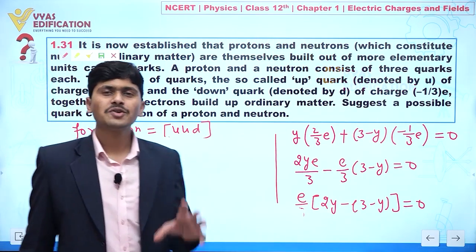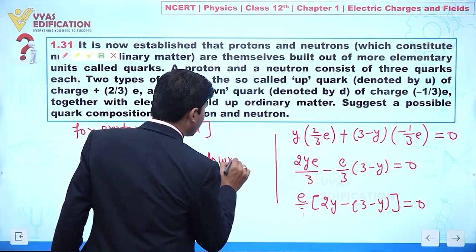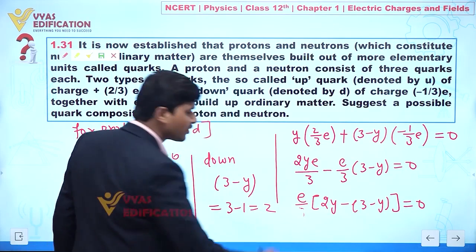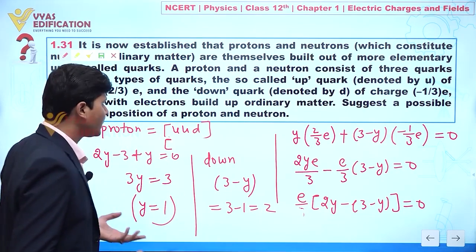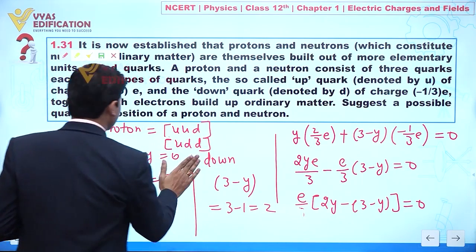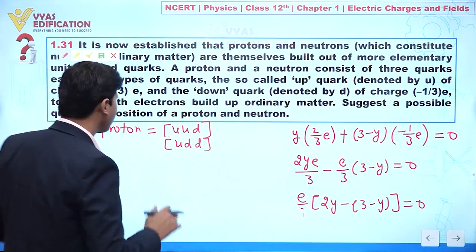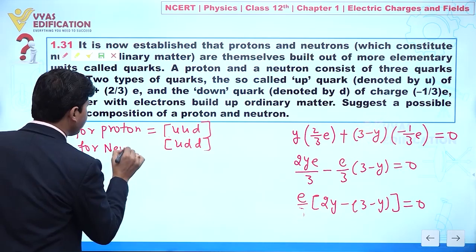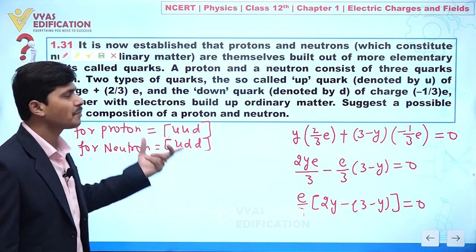So in a neutron we have one up quark, and how many down quarks? If we talk about down quarks, this is 3 minus y, which is 3 minus 1, equal to 2. Clear? So if we write the composition of a neutron in terms of up quark and down quark, this is UDD. Yes or no? So we can say for a neutron we have a total of 2 down quarks and 1 up quark. Clear? Yes. Good. So this is the composition of a proton and neutron.